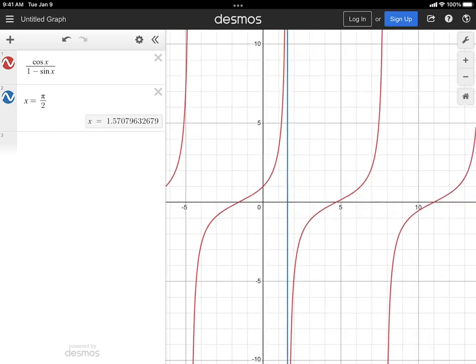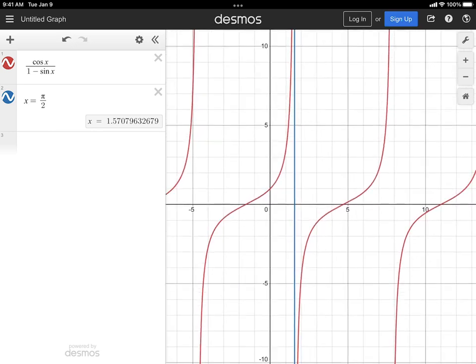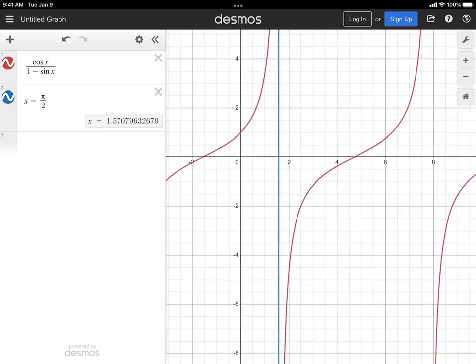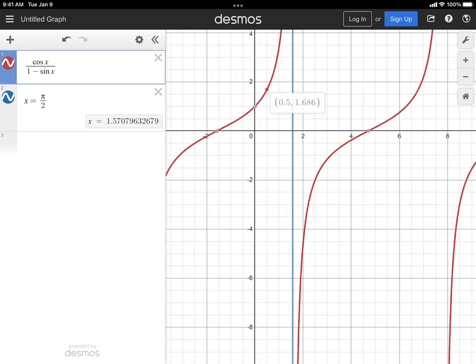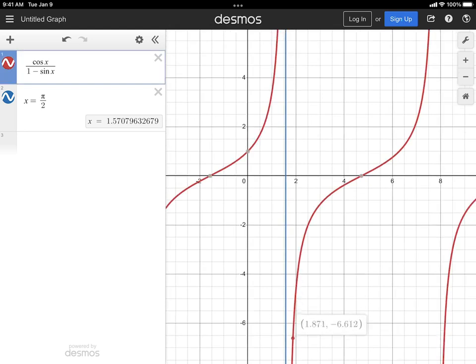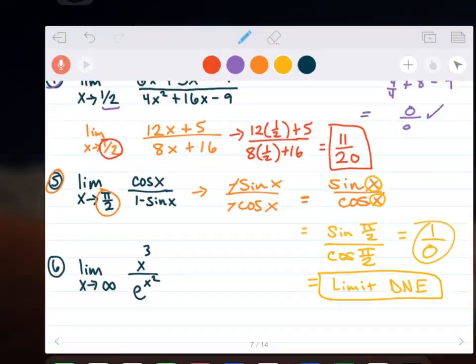Okay, so this kind of makes sense because what is the limit of this function as x approaches pi over 2 from the left? Well, it looks like as x is getting closer to pi over 2 from the left, y is going to positive infinity, right? From the other side, coming from the right, as x gets closer and closer to pi over 2, y is going to negative infinity. So the limit here does not exist, okay? One's going to positive infinity, one's going to negative infinity.